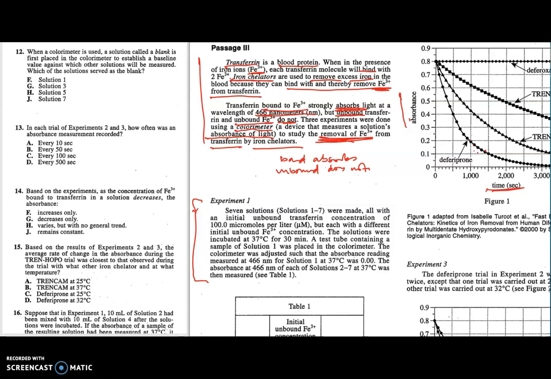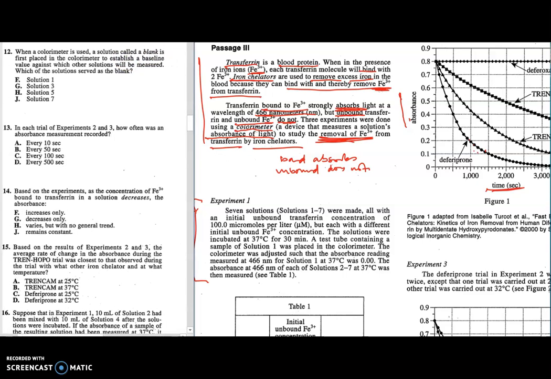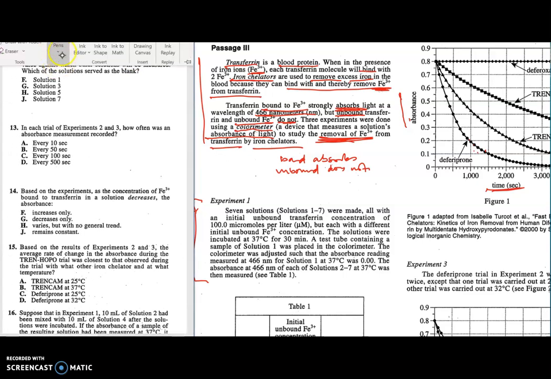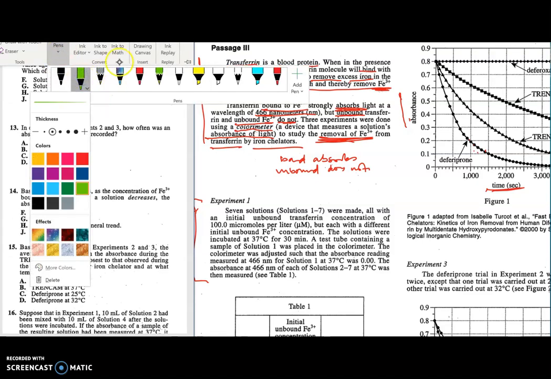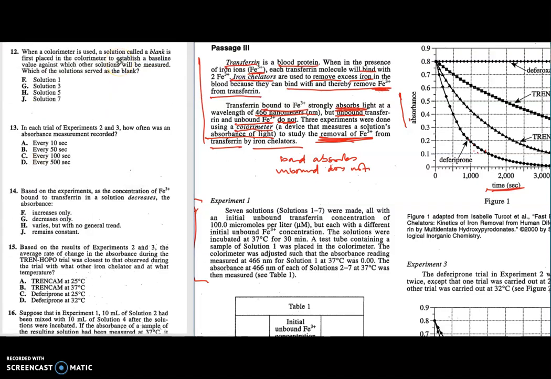When a colorimeter is used, a solution called a blank is first placed in the colorimeter to establish a baseline value against which other solutions will be measured. Which of the solutions served as the blank? So this is basically them calibrating the thing.